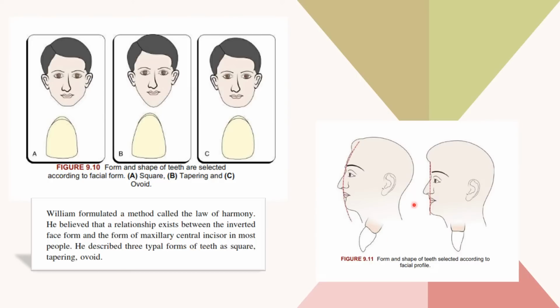So this is the profile or side view. So the form and shape of the teeth is selected according to the facial profile. According to facial profile also the form and shape of the teeth is selected. So to determine the facial profile, the forehead, base of the nose and chin points are considered. So the profiles are classified as straight or convex and teeth are selected accordingly.